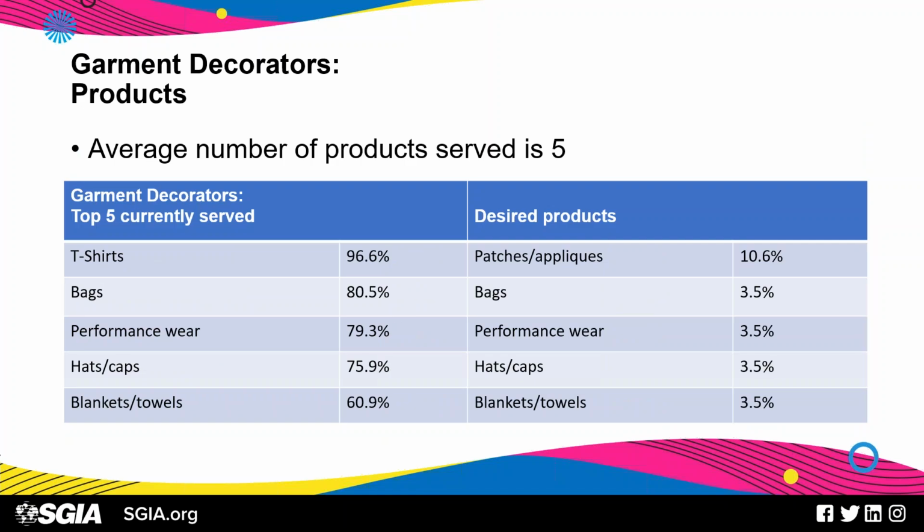What are the most popular products among garment decorators? Of course, those are t-shirts, everybody producing them, 96.6%, bags, performance wear, hats, caps, blankets, and towels. Among the most desired products are patches and appliques. There is not such a big variety of products here, but you can see that t-shirts are produced by everybody, and patches are desired by every 10th company, desired product to produce.